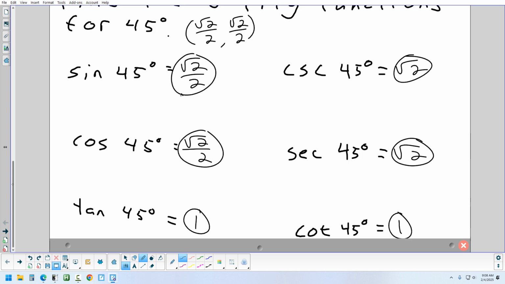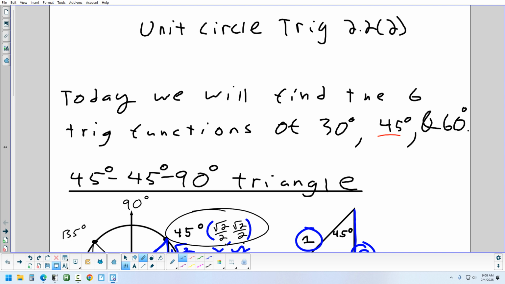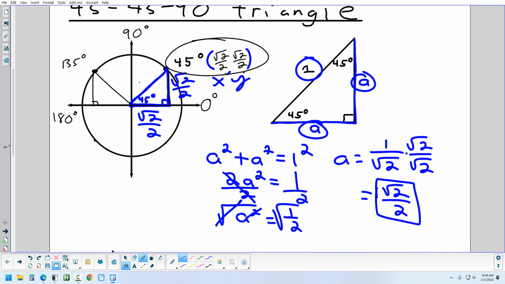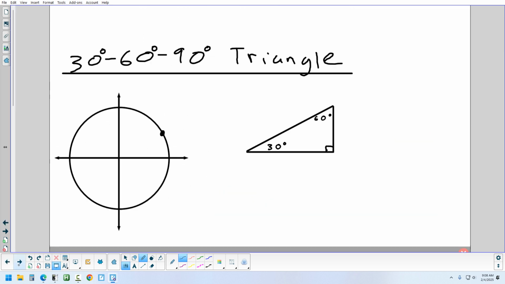All right, so that's the 45. Now, so we did that one. Let's look at the 30 and let's look at the 60. There's going to be a connection between the 30 and the 60, so we're not going to have to go through and do this kind of thing twice. Once you do it for the 30, you automatically know the 60. And you'll see why.